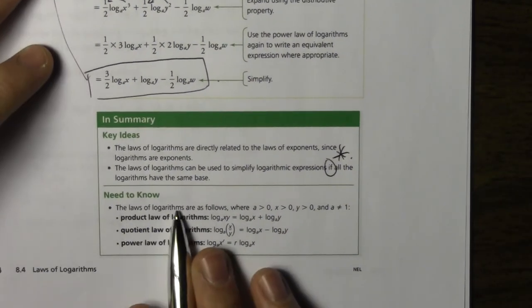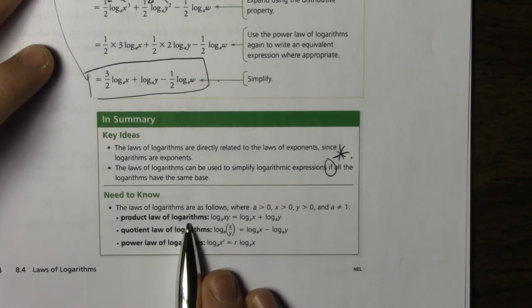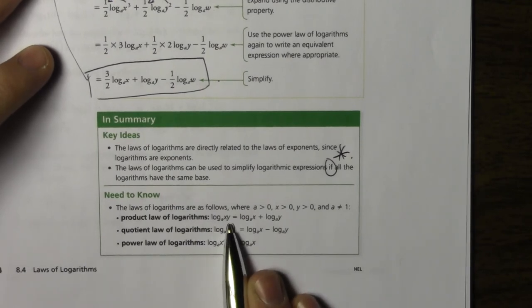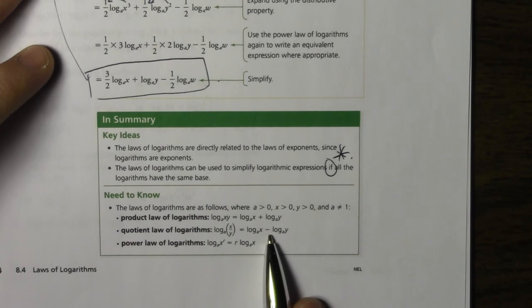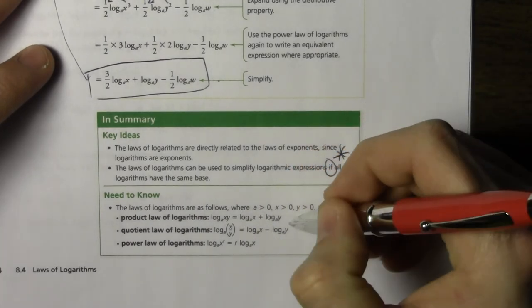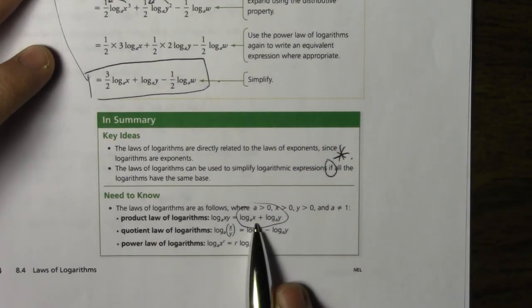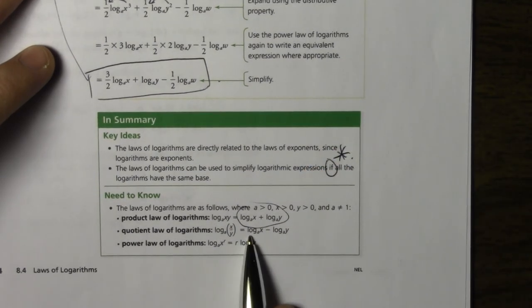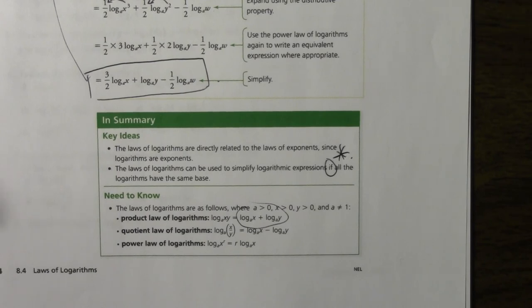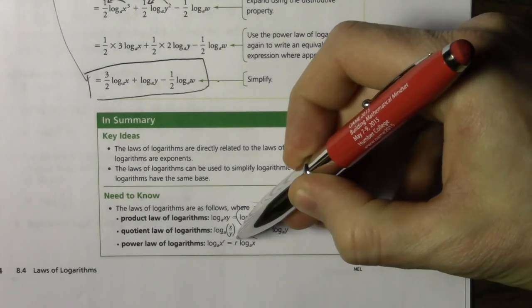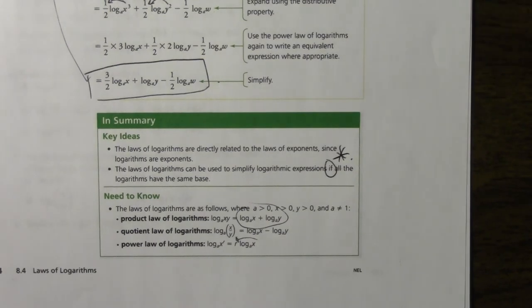And finally, the laws we need to know: the product law of logarithms. When we have two numbers multiplied, or the product of two numbers, they can be separated by addition. When they're divided, or a quotient, they can be separated by subtraction. This order is important, right? For addition it doesn't matter which one you put first. Here it does. You have to put the numerator first. Okay? And finally, the power law of logarithms: you can lower that exponent. That exponent comes down. All right.